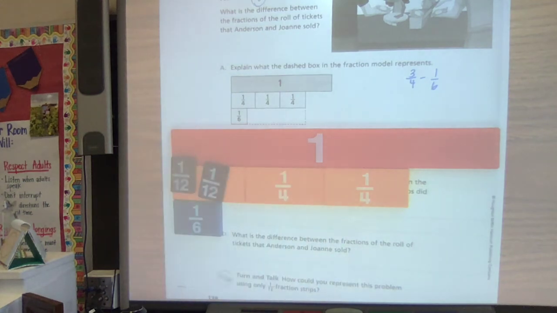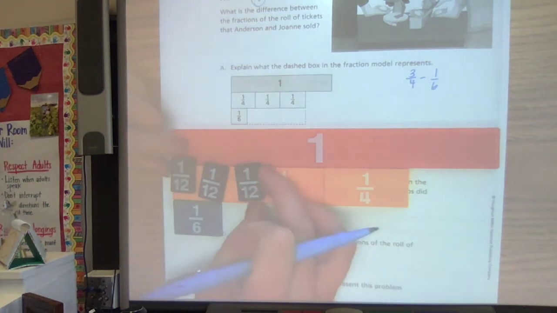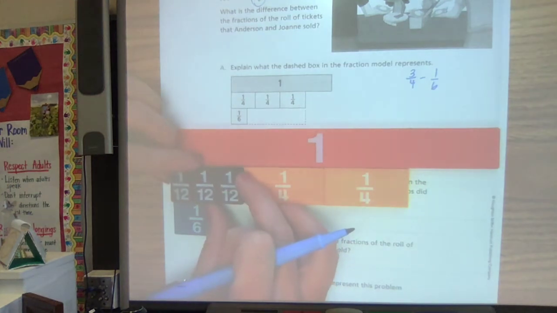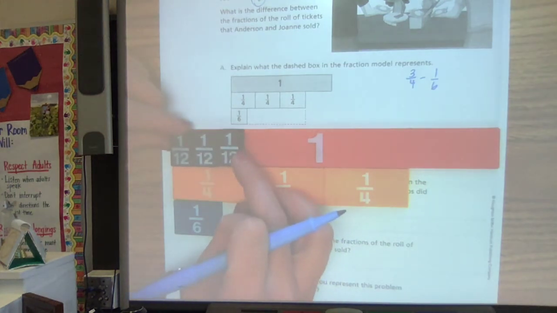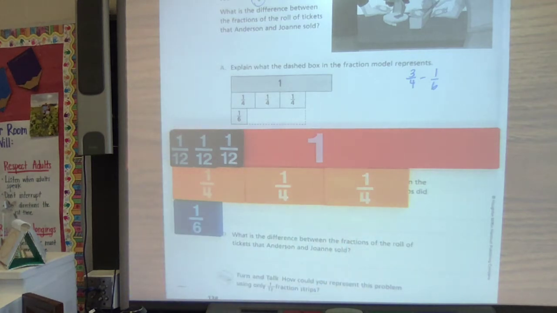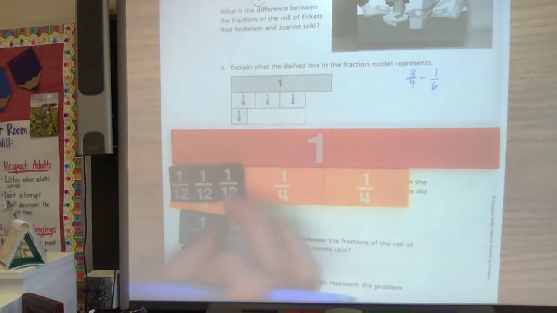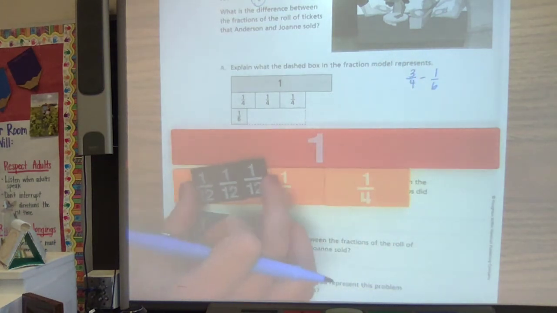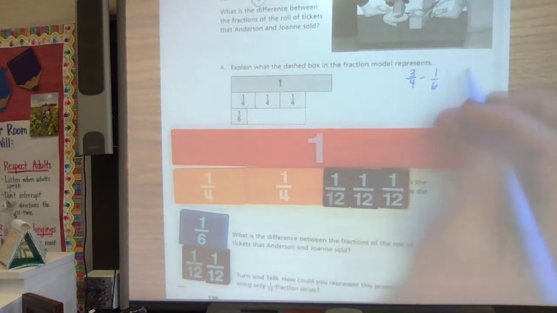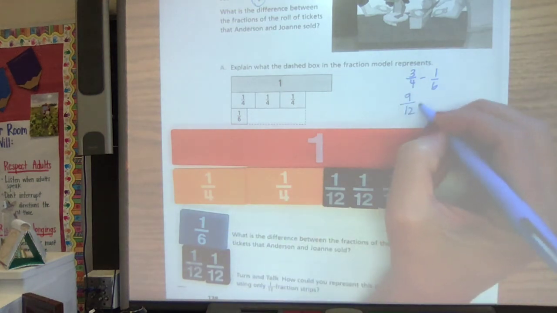And like I was saying, we're going to practice these so much that you're just going to start knowing these equivalent fractions. So we know that there are 3/12 in 1/4, and there are 2/12 in 1/6. It takes 2/12 to be equivalent to 1/6. So we could use 12s. Now if I know that there are 3/12 in 1/4, then there'd be 3, 6, 9/12 in 3/4.